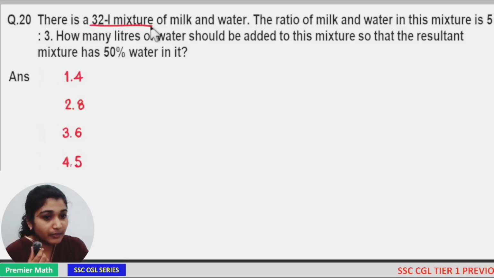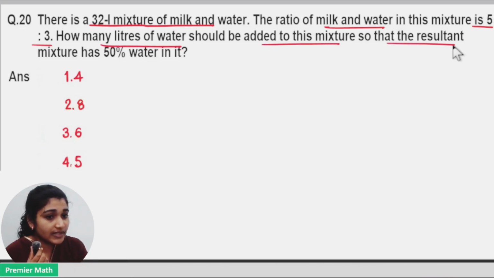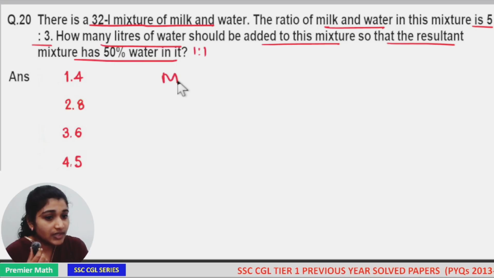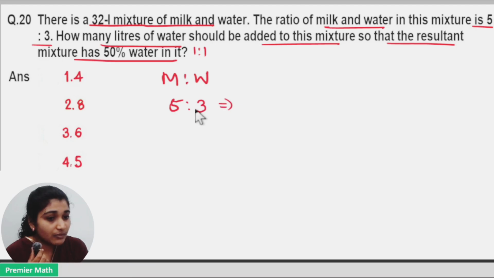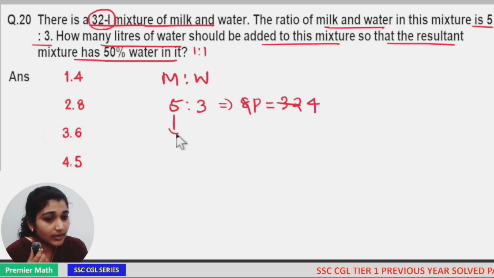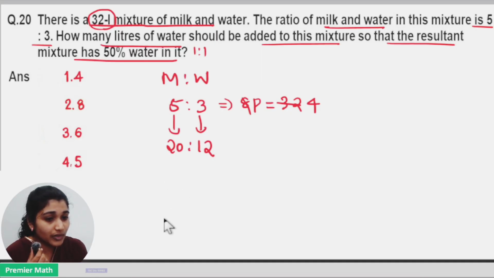There is a 32-liter mixture of milk and water. The ratio of milk and water in this mixture is 5:3. How many liters of water should be added to this mixture so that the resultant mixture has 50% water in it? 50% water means milk and water should be in 1:1 ratio. Initially the ratio is 5:3, which means a total of 8 parts, and that is given as 32 liters. Then 1 part is equal to 4 liters. Then 5 parts is 5 into 4, 20 liters, and 3 parts is 3 into 4, 12 liters. Initially milk and water were 20 liters and 12 liters respectively.